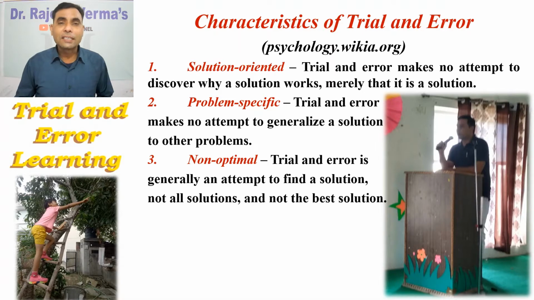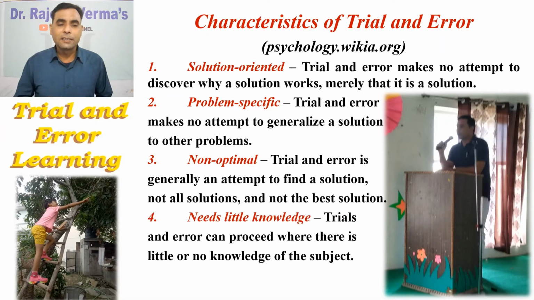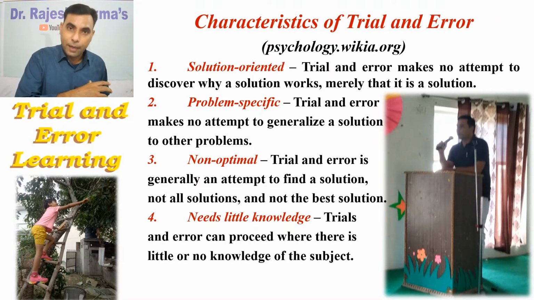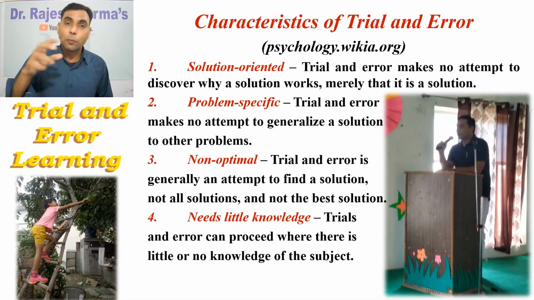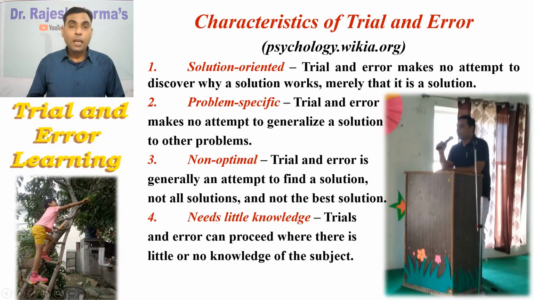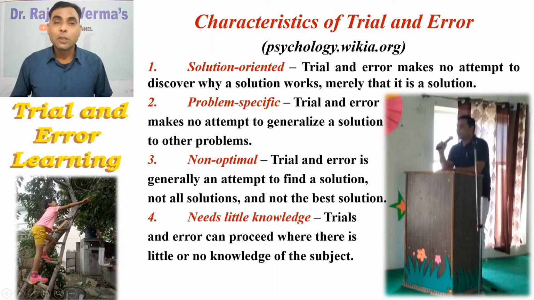And the fourth characteristic, it is there on the screen, is that it needs little knowledge. You need not have a comprehensive knowledge of the problem or the subject or domain of the problem. You need to have a minimal knowledge. That is, trial and error can proceed where there is little knowledge of the subject. So you can proceed with this type of learning whether you have a comprehensive knowledge of the subject or very little knowledge of the subject.